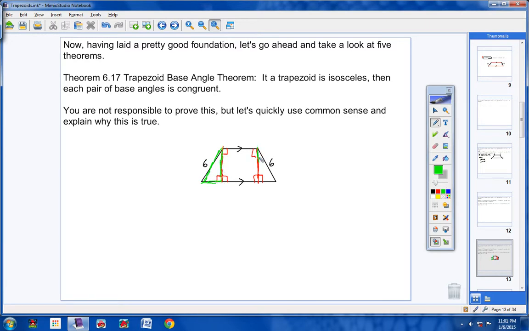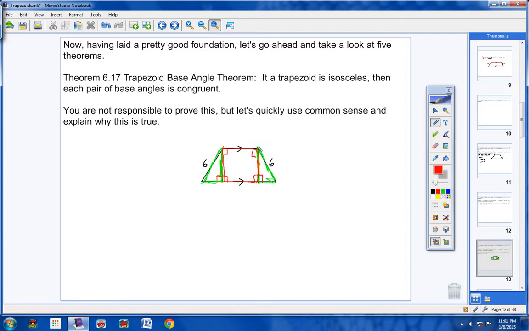And I have a right triangle over here. Now again, the proof is kind of long, but we're going to use common sense. It stands to reason that if this line here is parallel to this line here, then if I draw two lines that are perpendicular, these distances from here to here and here to here have to be the same. And plus I know that because look guys, I've got a parallelogram right here.